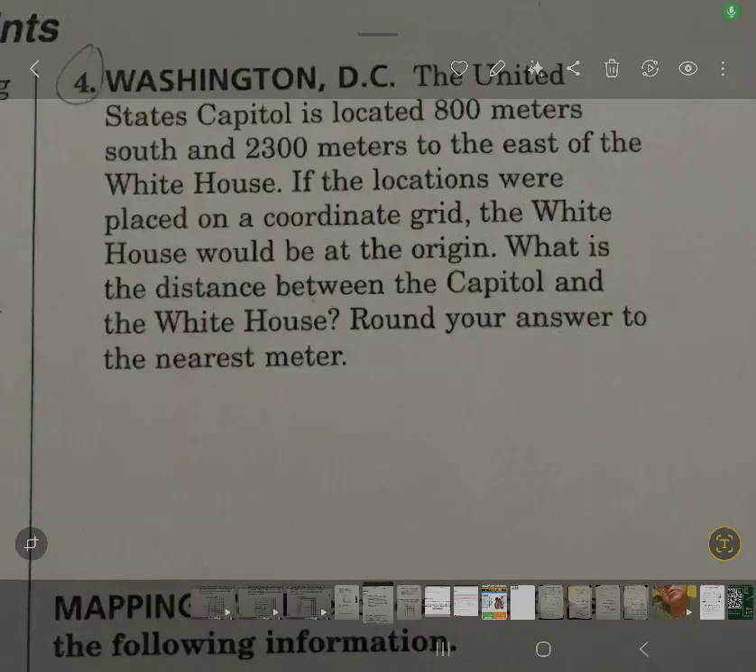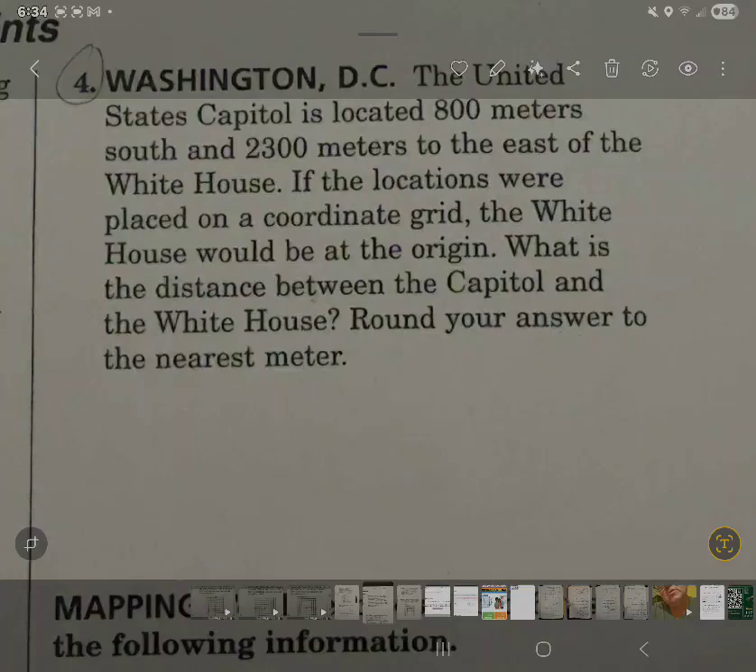Right, ladies and gentlemen, this is number 4 from the homework for tonight. It says Washington, D.C. The United States Capitol is located 800 meters south and 2,300 meters to the east of the White House. If the locations were placed on a coordinate grid, the White House would be at the origin. What is the distance between the Capitol and the White House?